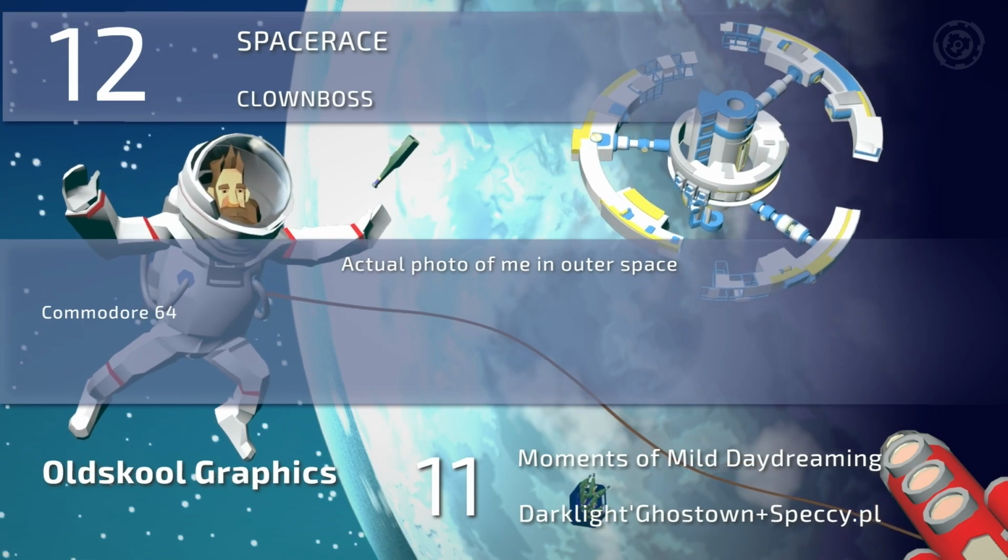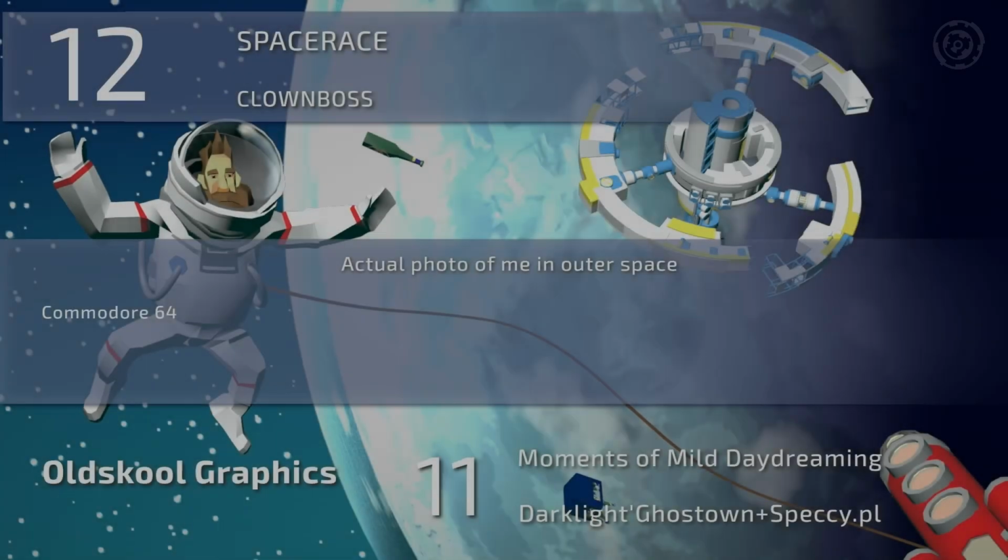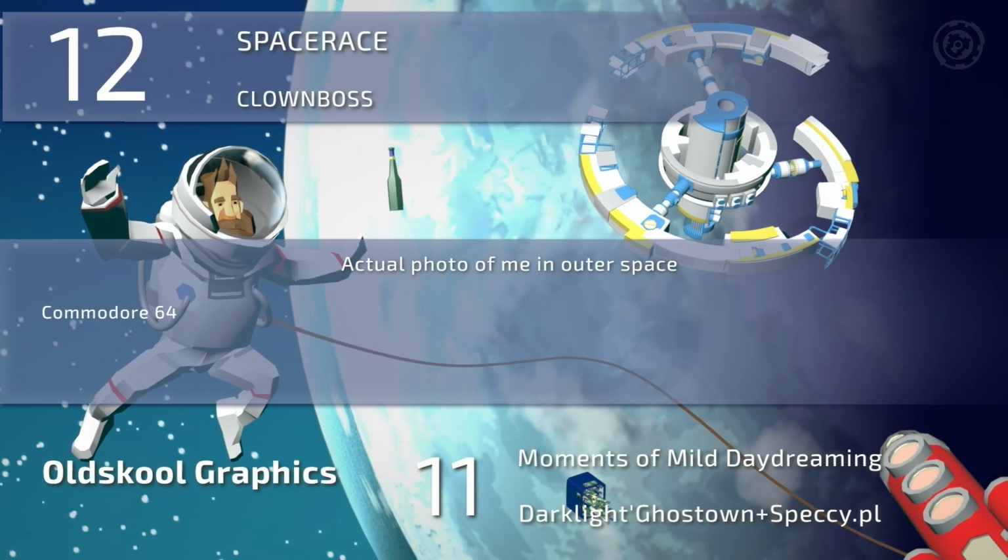So, Spacerace by Clownboss on the C64. An actual photo of him in outer space. Or her. Dithering on that is different. That's quite a low resolution, isn't it? It is a lower resolution. That's a multicolor picture, and it isn't using dithering the way that we often see in C64 pictures. But it's working. It's a wider swath of the dithering. That's interesting. Yeah.